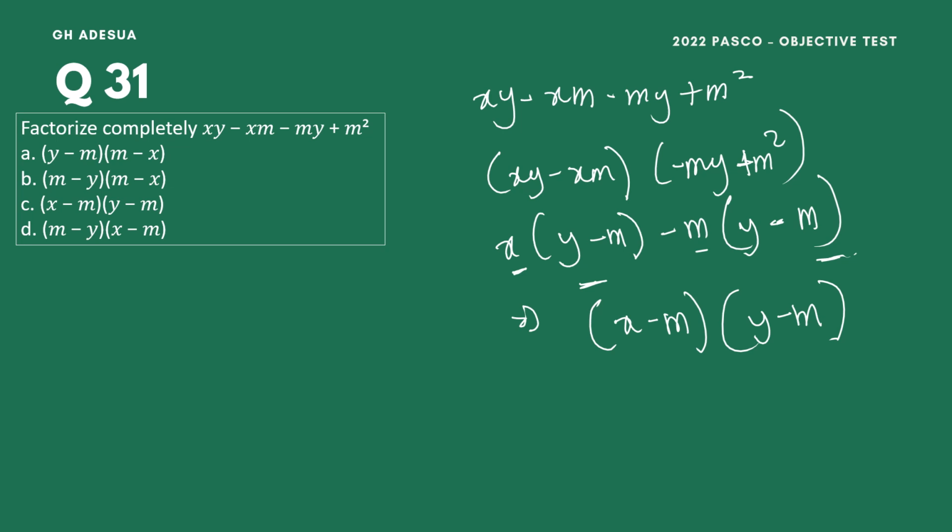So when we look at this, we look through our options and see which one fits perfectly. We see x minus m, and then y minus m, as our option C. They may look similar, so you pay critical attention to be able to get to your answer. So that's option C.